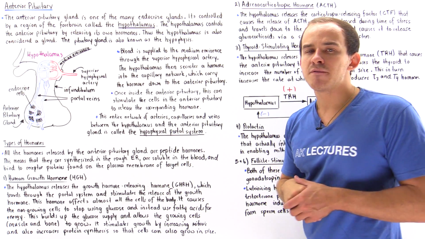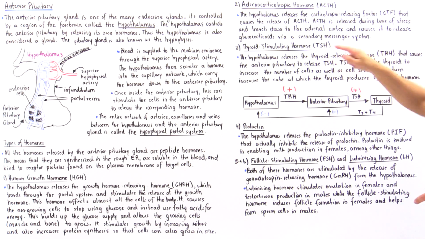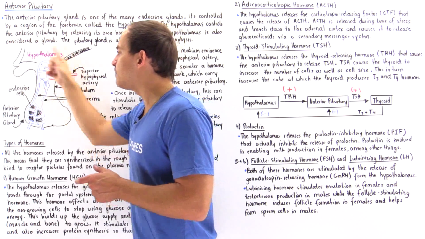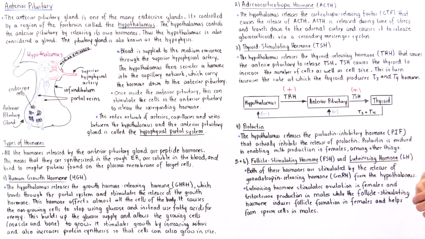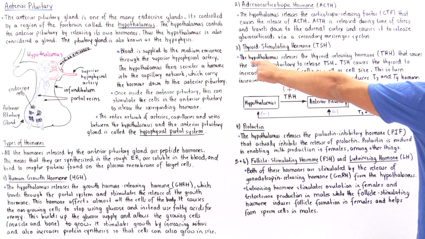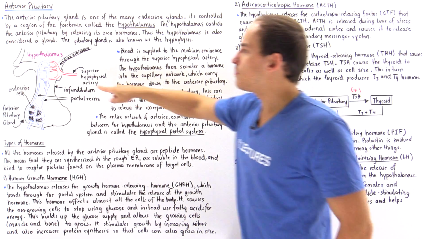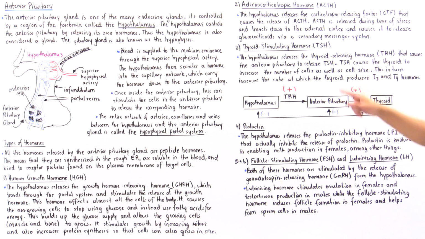Now, the third type of hormone is our thyroid-stimulating hormone, or TSH. And the hormone that is released by the hypothalamus that stimulates the release of TSH is known as thyroid-releasing hormone. So, the hypothalamus releases the thyroid-releasing hormone, and it travels down the portal veins into this system, and that stimulates the release of our thyroid-stimulating hormone.